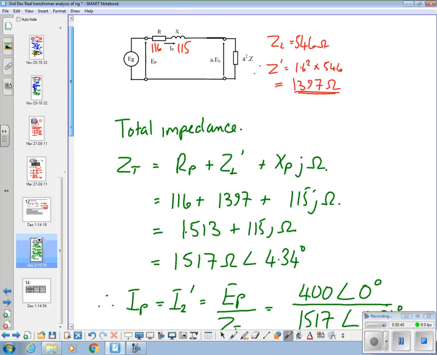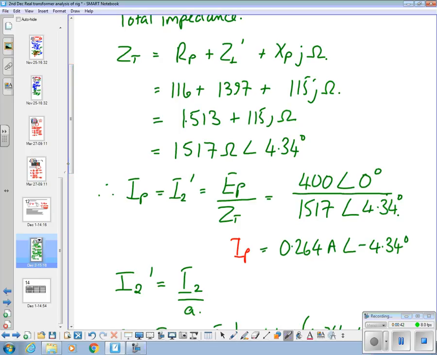That will allow us then to calculate the primary current, which is also the secondary current reflected to the primary side. We do that by dividing the primary voltage by the total impedance just calculated. We end up with a primary current and a reflected secondary current of 264 milliamps at an angle of minus 4.34 degrees.